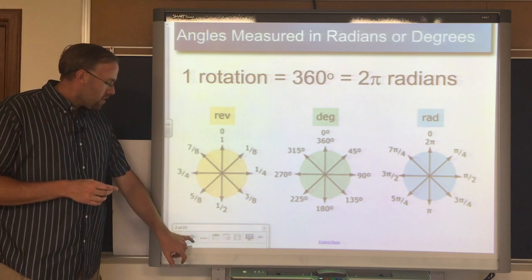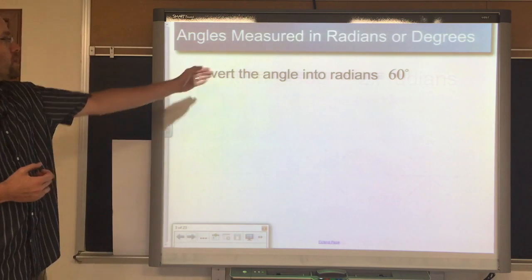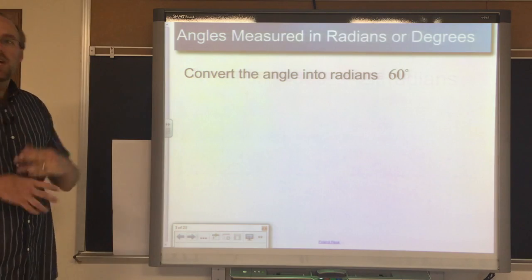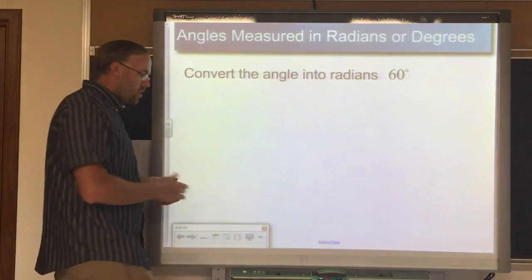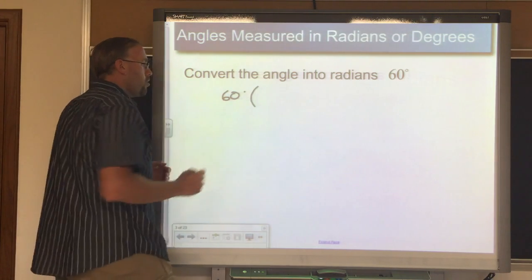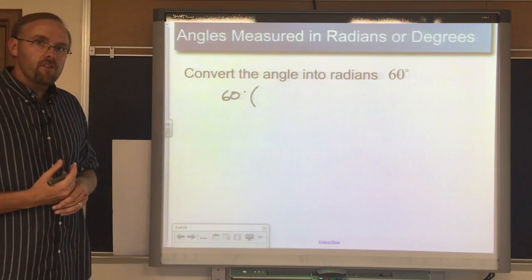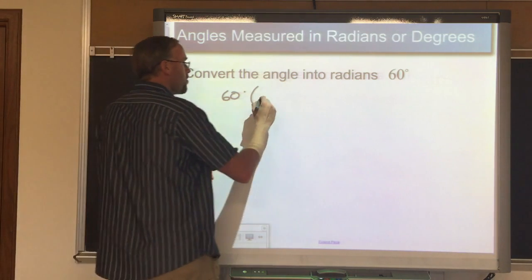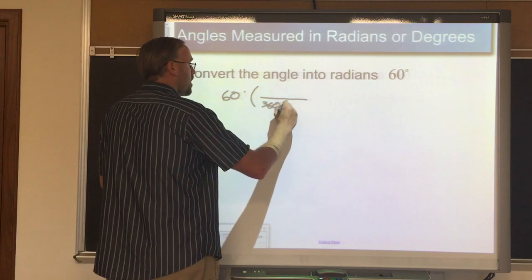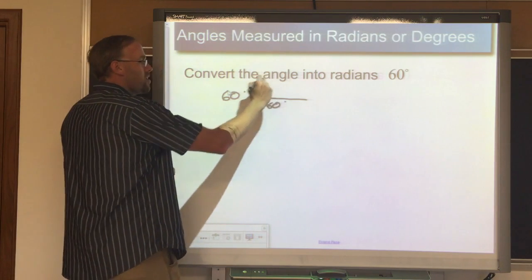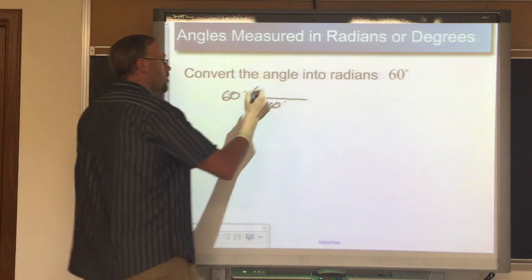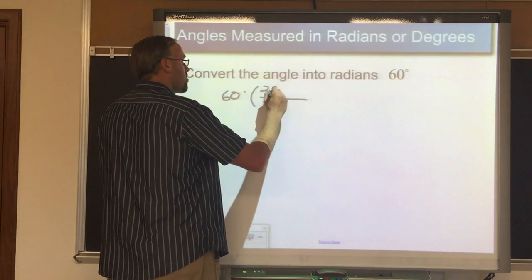So, keeping this in mind, we want to convert the angle 60 degrees into radians. And this is basically a conversion. So what we do is we take 60 degrees and we multiply by a conversion factor. In this case, we want to get rid of degrees. So we're going to put 360 degrees on the bottom and an equivalent on top. Well, 360 represents a full rotation, so a full rotation in radians is 2 pi.